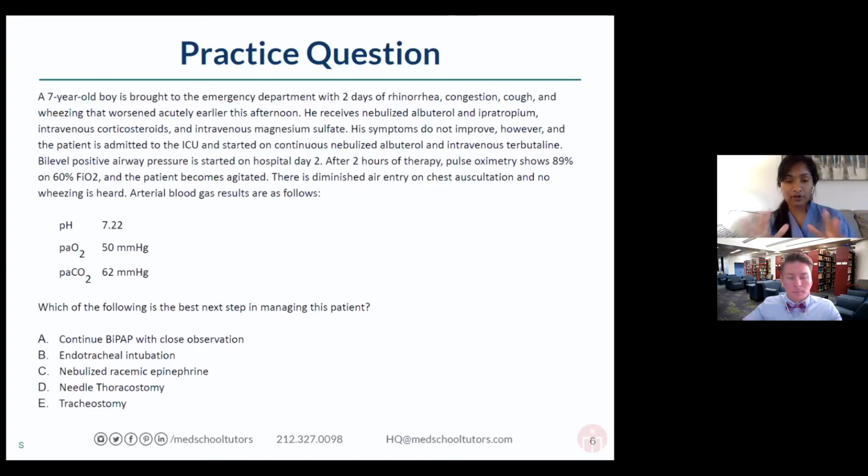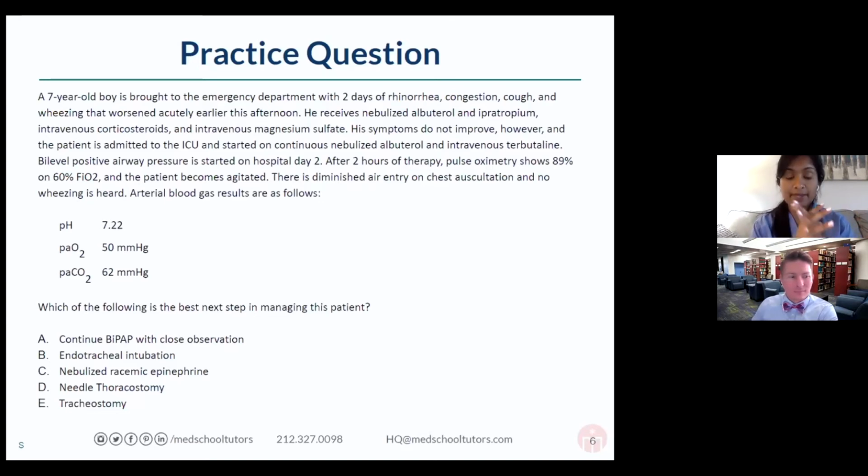So looking at the overall picture here, we see patient in clear respiratory distress. They've already tried nebulized sort of treatments, continuous nebulizers. They've tried BiPAP. Everything keeps getting worse and worse. ABG still looks pretty crappy. So now the question is, where do we go from here?